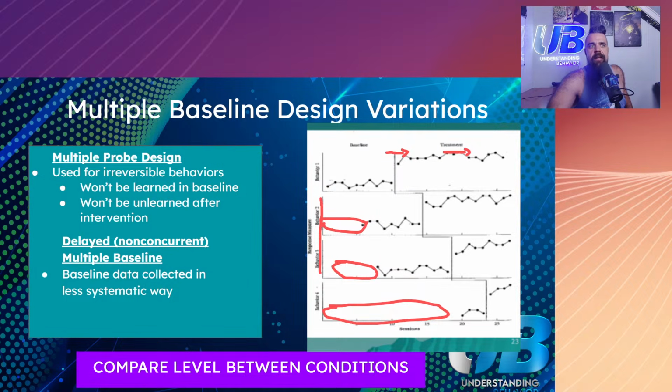Non-concurrent might be that we're not necessarily displaying these delays, but we add in the dependent variables later. So let's say we add a participant to our study 6 months after we started the study. That might be more of a non-concurrent multiple baseline design, and that may or may not even be shown on the graph like this. So delayed, always going to have that delay in the start of baseline collection. Non-concurrent, kind of similar, but that delay may or may not be displayed on the graph.